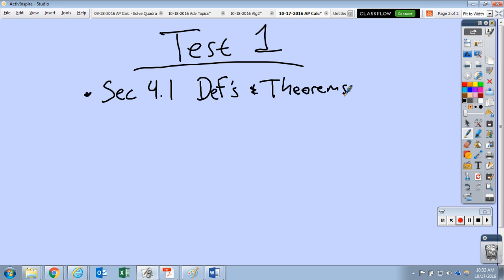And then you need to be able to find extreme values. So you have to know how to go about doing that, and we looked at problems where we did that. So just see an example.